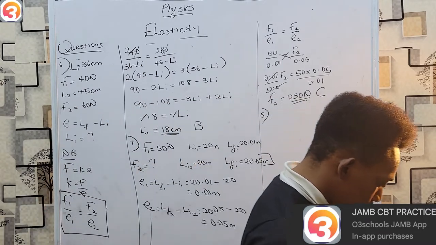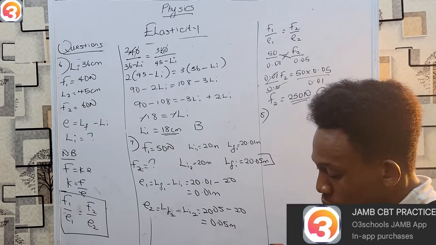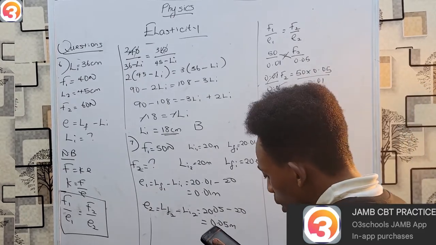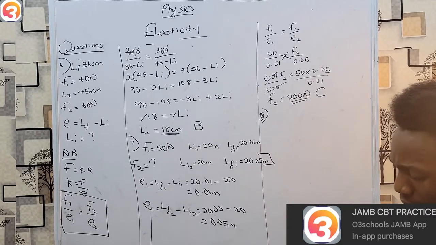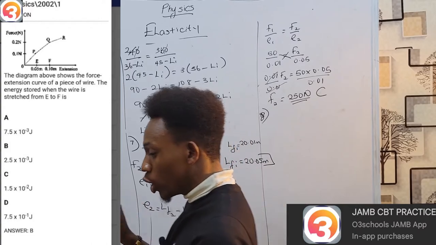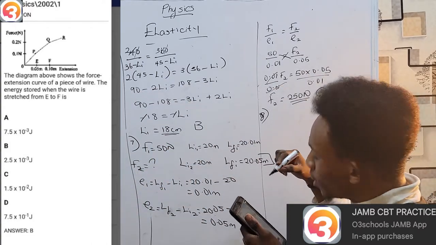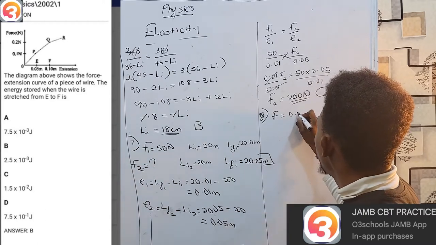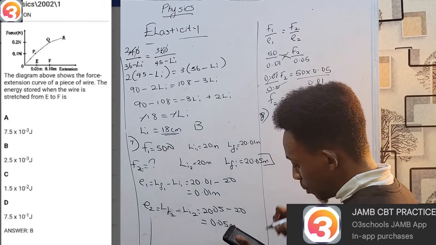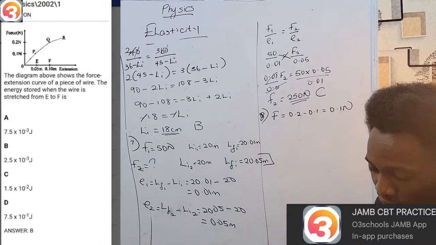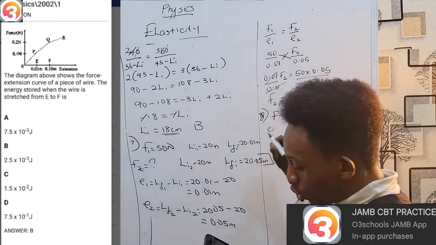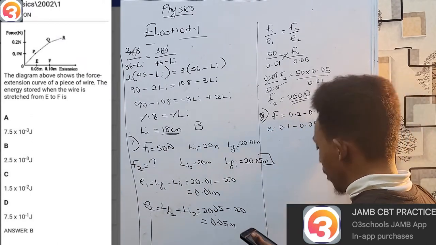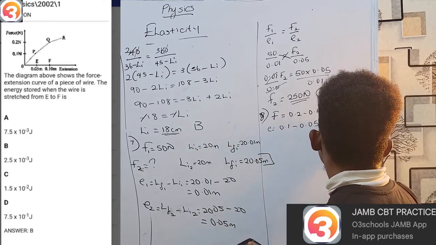Let's take a couple more just because they're a little bit different. If you look at this one now, 2002 question one, on your O3 Schools JAMB app. This one has a diagram, right? And then there are two points. We are stretching the wire from E to F, and E to F on the horizontal lines up with P to Q. So remember, Q is at 0.2 newton and P is at 0.1 newton. Therefore, the force being applied within that region must be 0.2 minus 0.1, which is 0.1 newton. However, for your extension, you're going from E to F, which is actually going from 0.05 to 0.1. 0.1 minus 0.05, which is 0.05 meters.